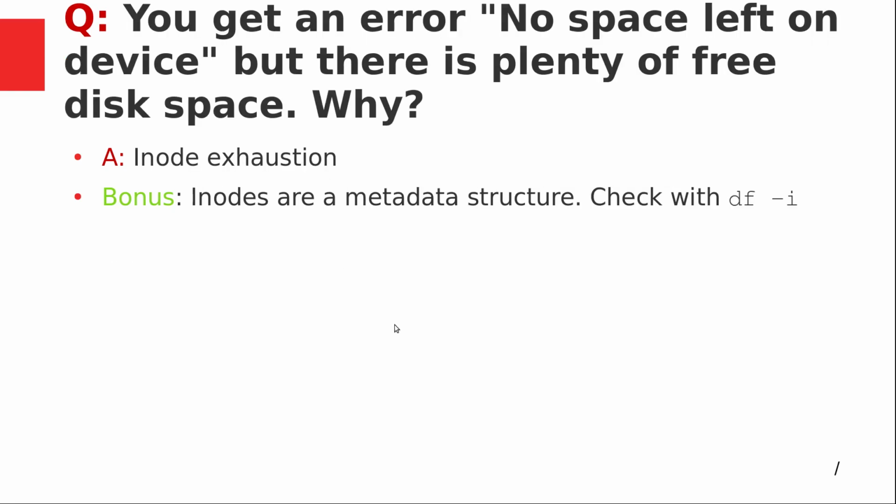You get an error, no space left on the device, but there's plenty of free disk space. Why? This is a very common question, and it's super easy if you know. That's because of inode exhaustion. So if you don't know what inodes are, they're just like disk space. A disk has a limited number of bytes that you can write to it. Also on a disk, there's another limit, and it's called inodes. And inodes are a metadata structure.